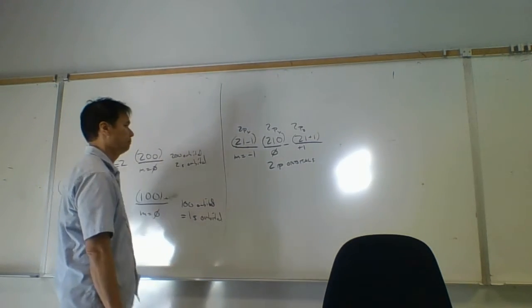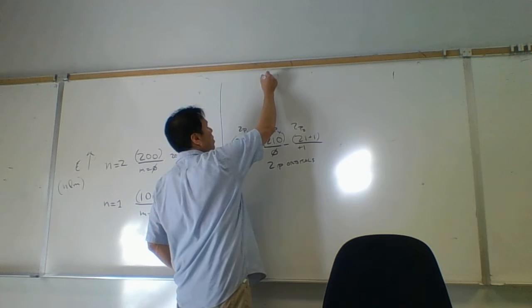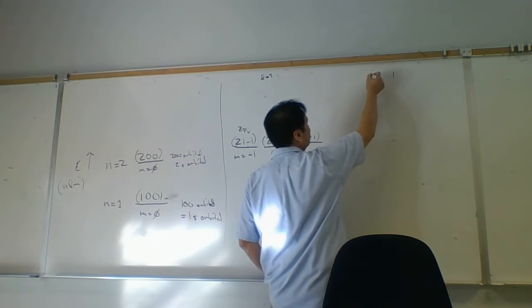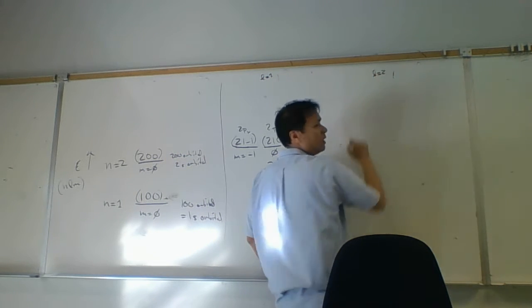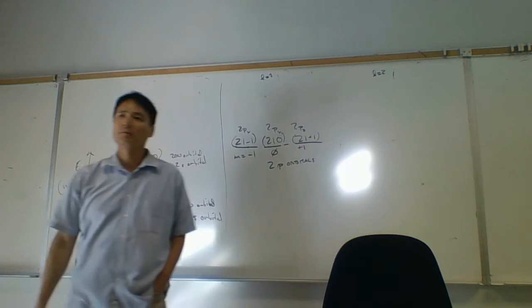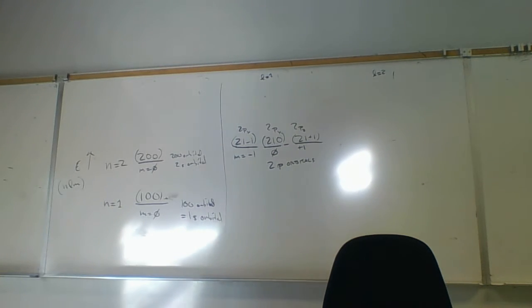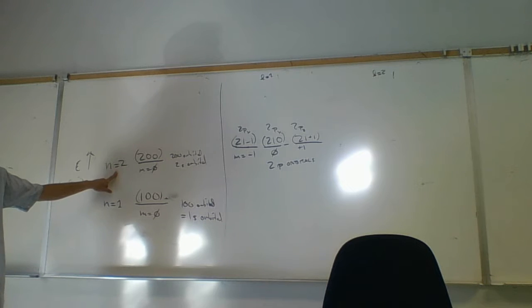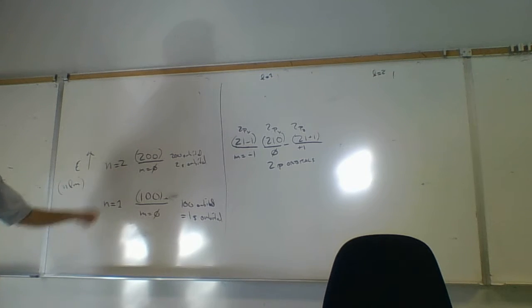How about, this is L equals 1. How about L equals 2? Is L equals 2 allowed or forbidden? Is it allowed when n is equal to 2? No, it's forbidden.